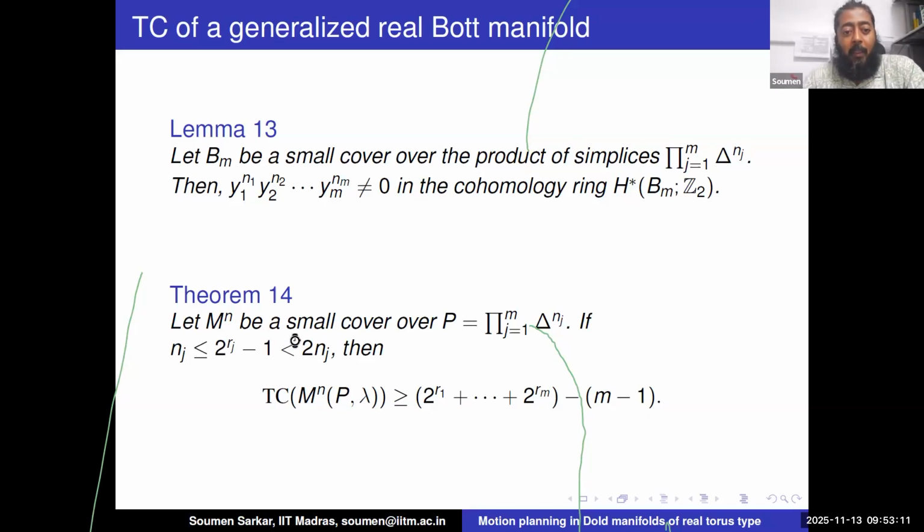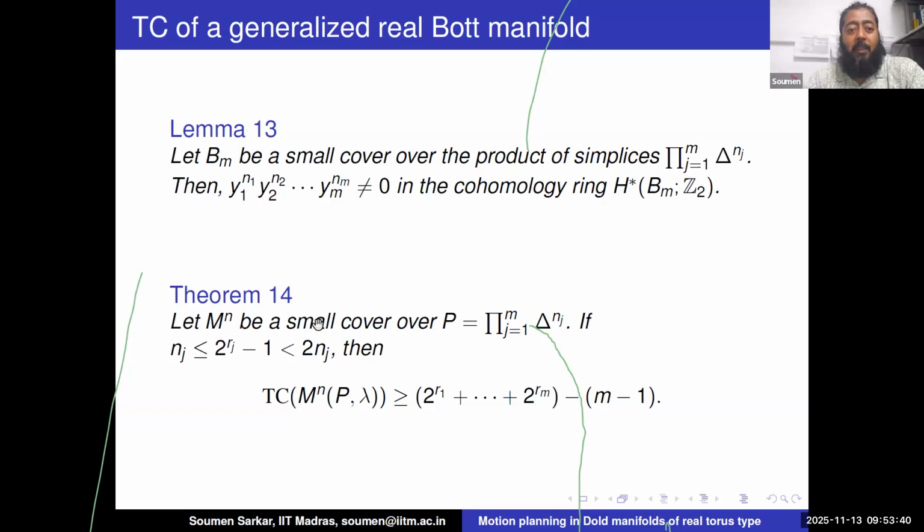So what should be the upper bound? The problem is that we don't know how to get the exact value. Even though there are plenty of nice bundles over this Bott manifold that we can make, how to use those bundle structures to get the exact value, we are not sure.